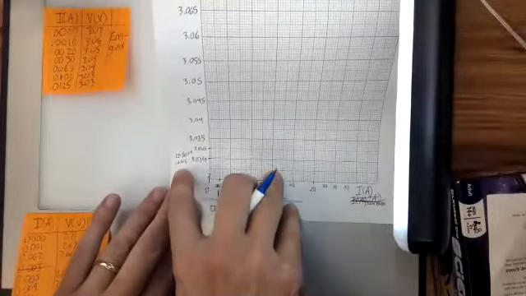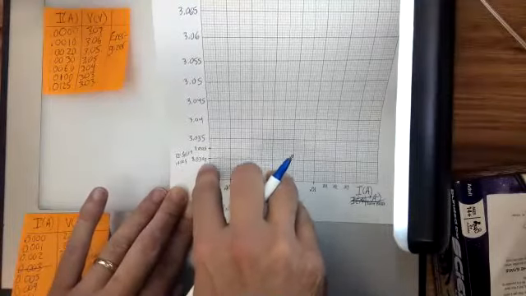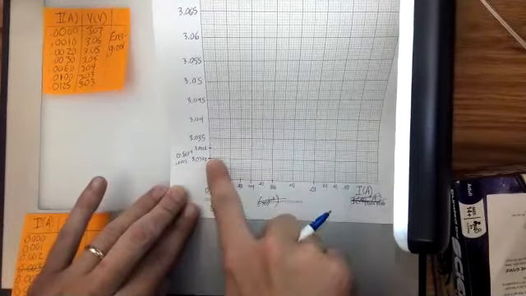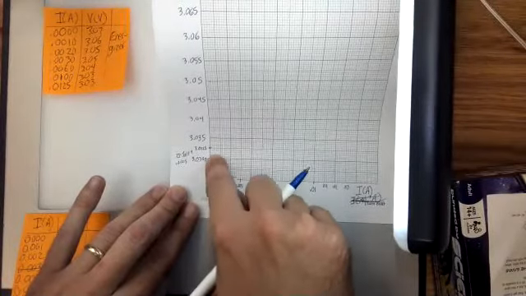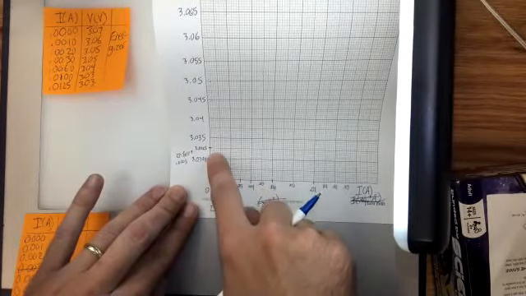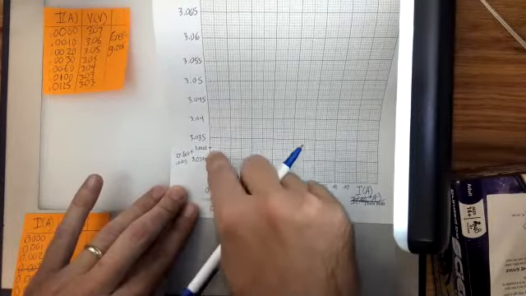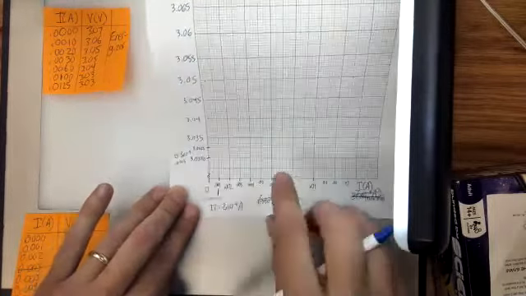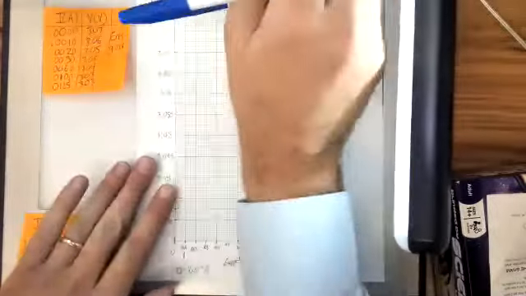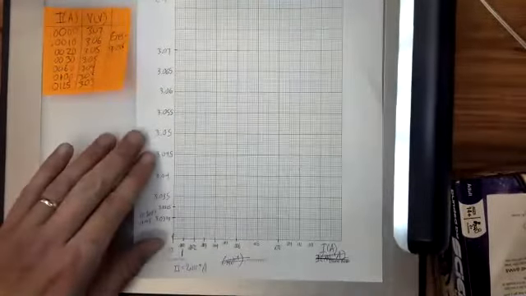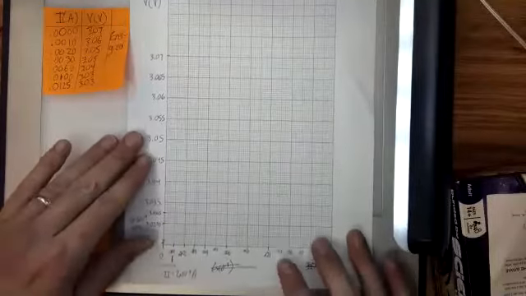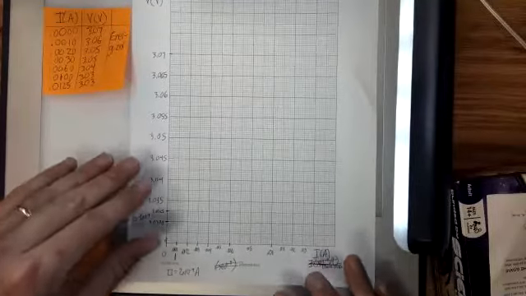Every square is 0.0005, so it's going up 3.0300, 3.0305, 3.031, 3.0315, 3.032, 3.0325, and so on. And it starts to hurt your brain a little bit. That's okay. Good mental exercise. All right.